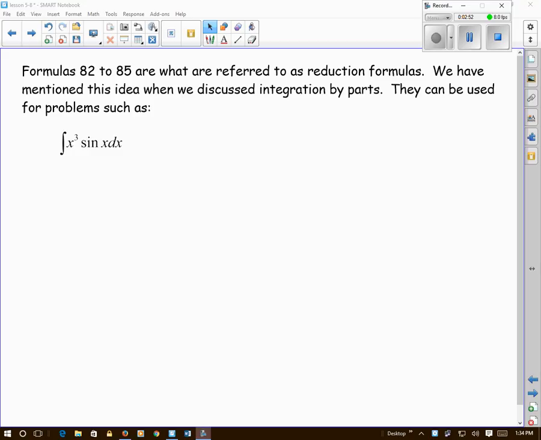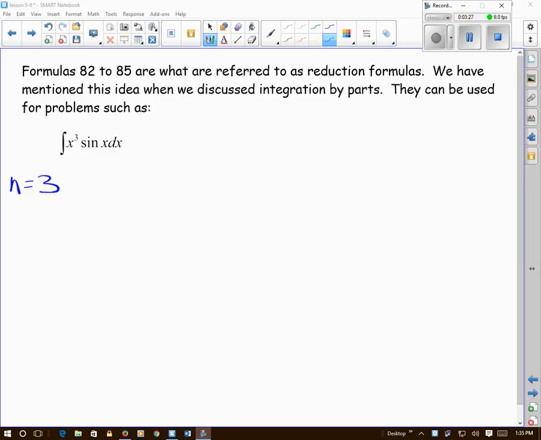So we have x cubed sine x here. Looking at the formulas 84 and 85 there, it's a sine, so it fits the form for 84. Let's write a couple things down. And we see that following formula 84, the n value is 3. What's u? u is just x, so we don't have to worry about that part.